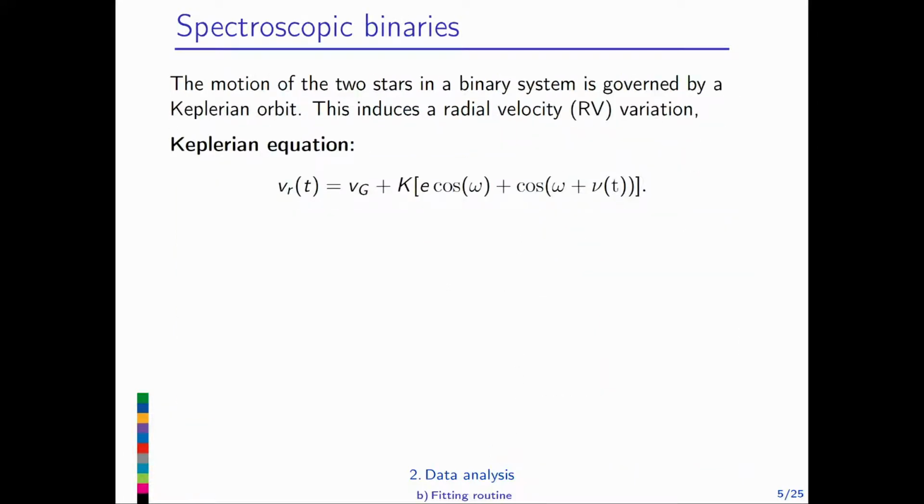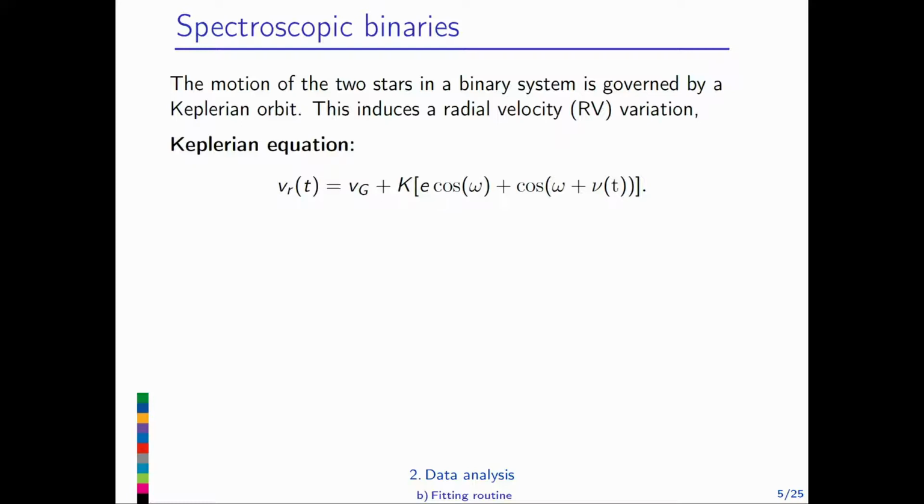And if we monitor the radial velocity of spectroscopic binaries, the radial velocity curve is supposed to follow the Keplerian orbit, and therefore to be governed by the Keplerian equation that we can see here, which is a transcendental equation linked to the orbital parameters, such as the eccentricity or the true anomaly of the orbit.